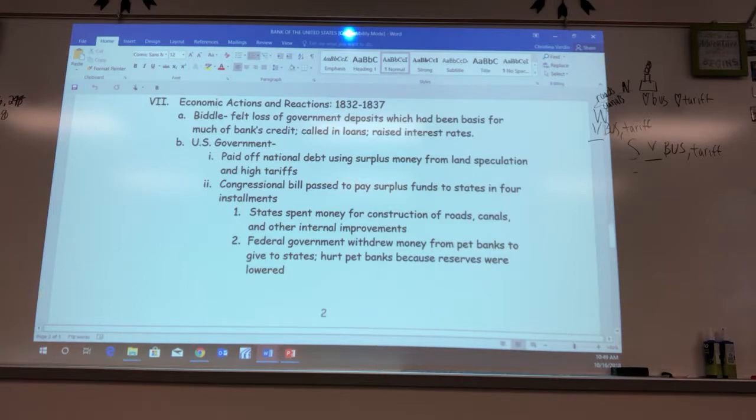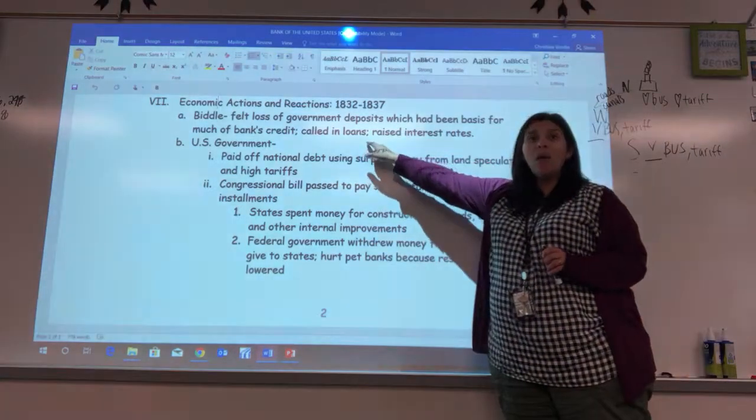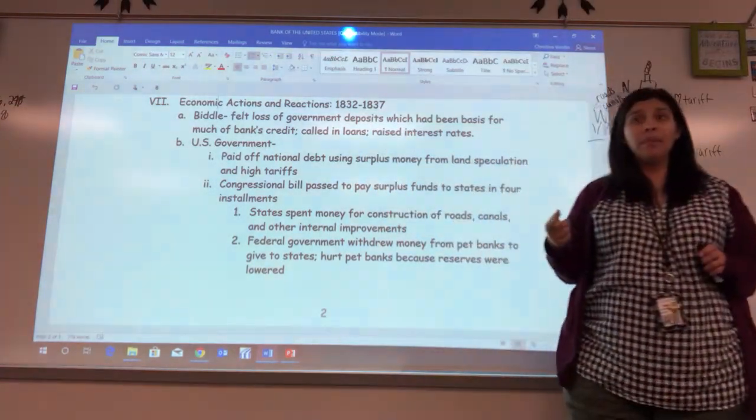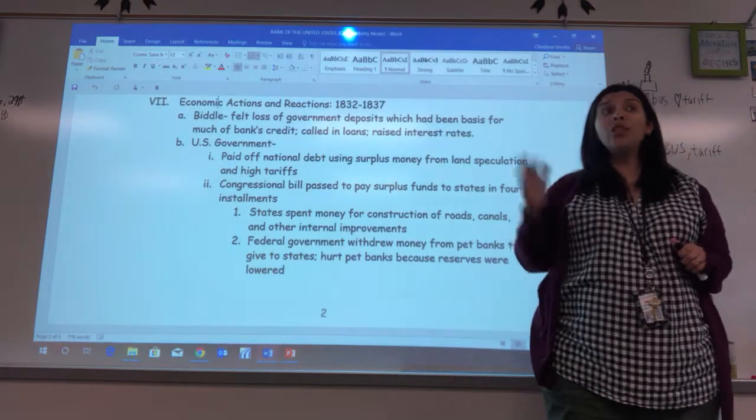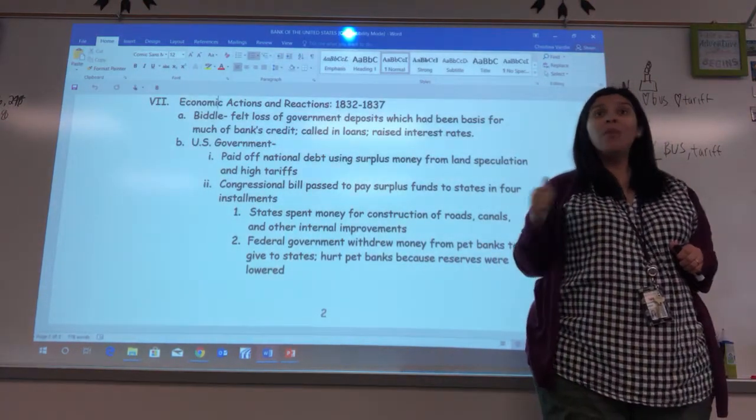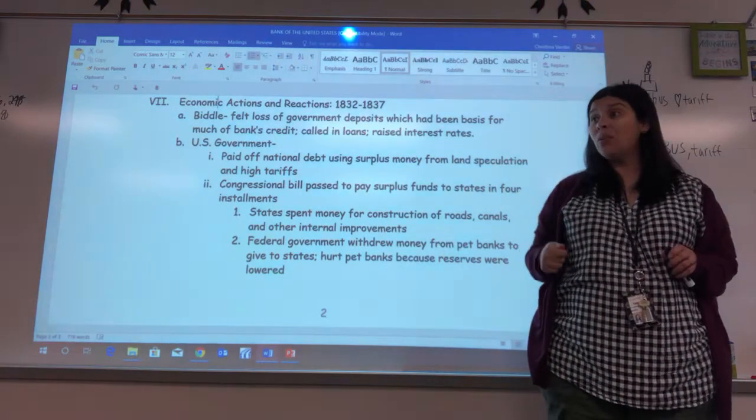So, amidst all of this, the economic actions, Biddle realizes, is his bank valuable? No, because it's lost whose deposits? The government. And so Biddle feels lost because his bank has lost a lot of value. And so what he's going to do on number 27 is Biddle is going to call in loans. So that's 27. He's going to go to all these rich or poor people? Rich, because the bank only lent to who?